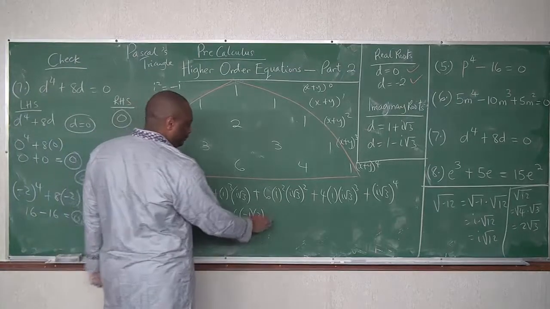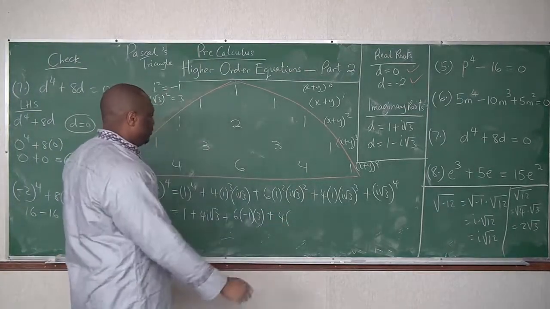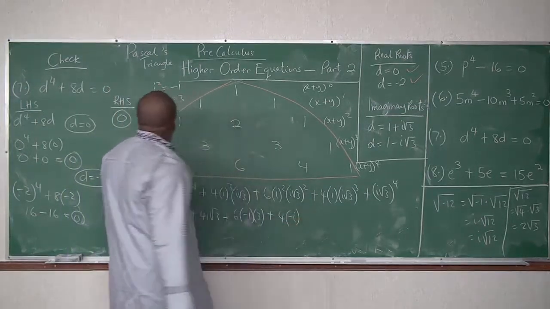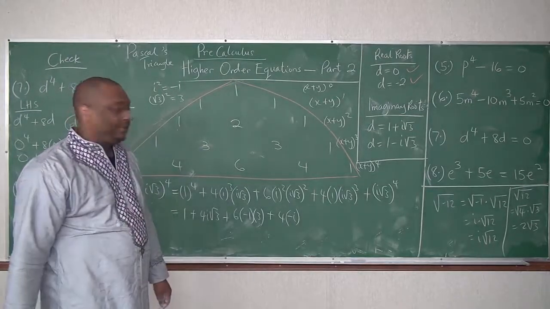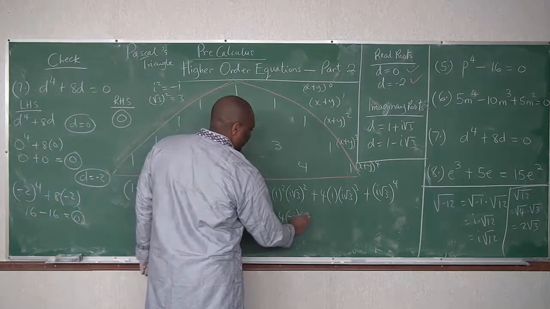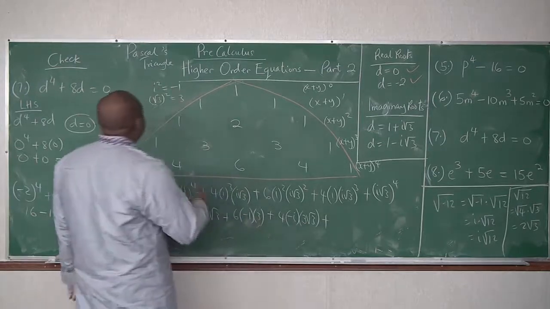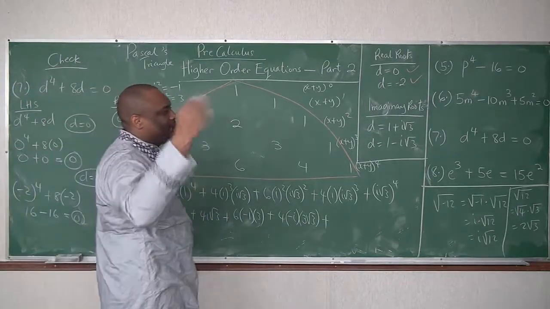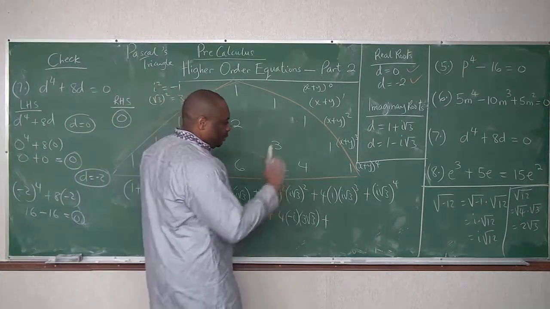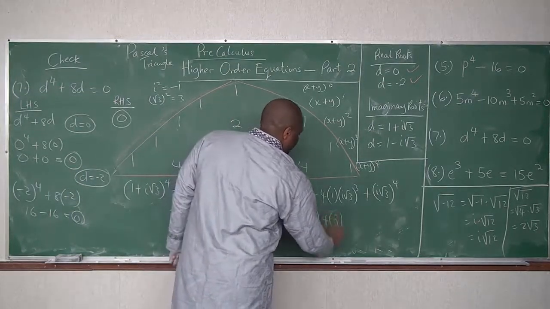Then plus 4 times 1 is 4. i cubed is negative i, and root 3 all cubed is 3 root 3. Then plus i to the 4 is 1. Okay, this is in the videos on complex numbers. i to the 4 is 1. Then root 3 all to the 4 is 3 times 3, which is 9.